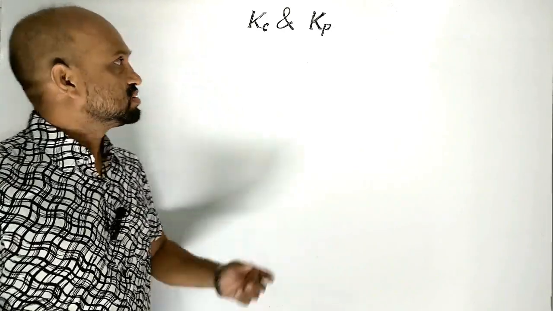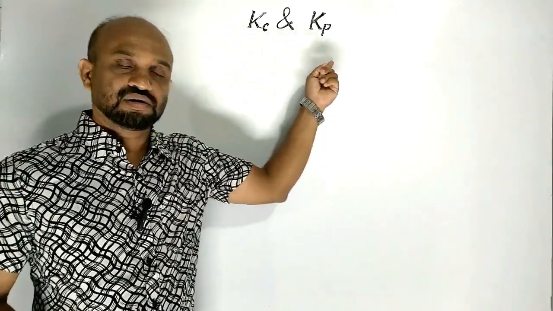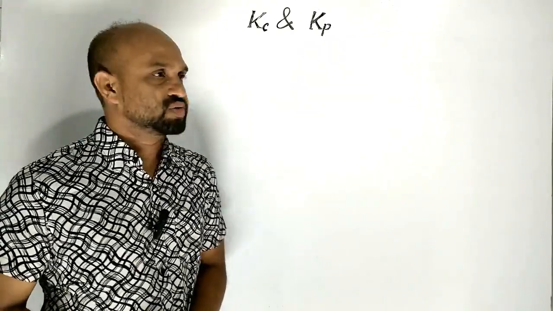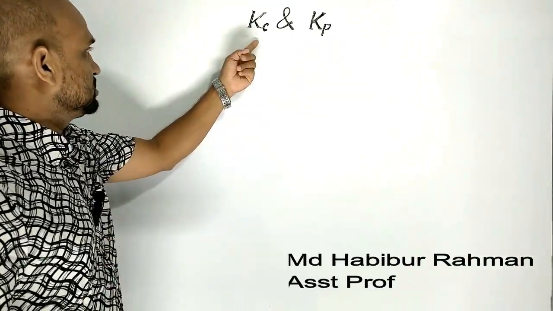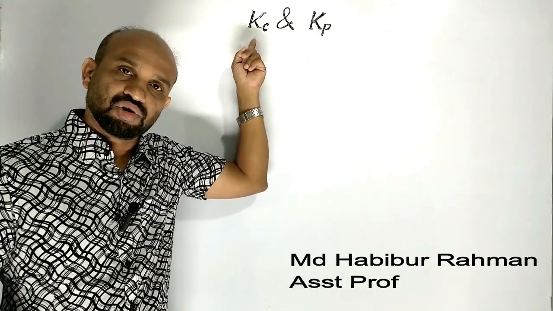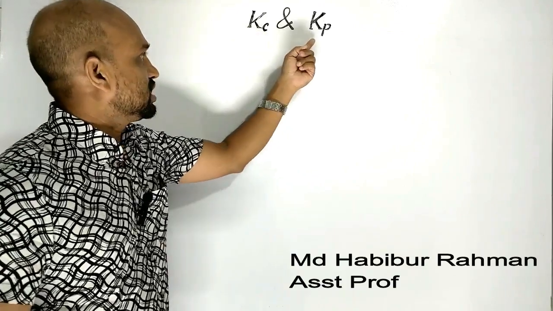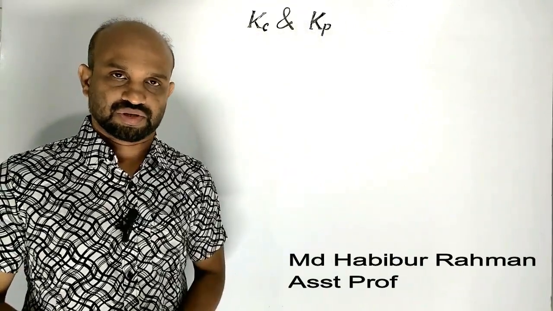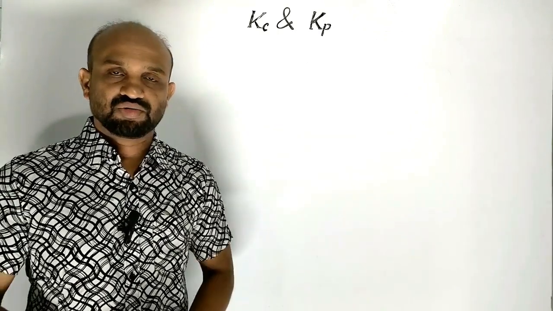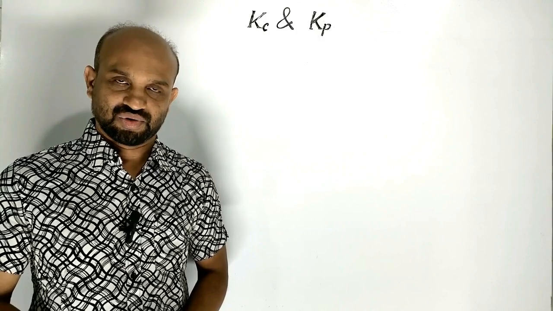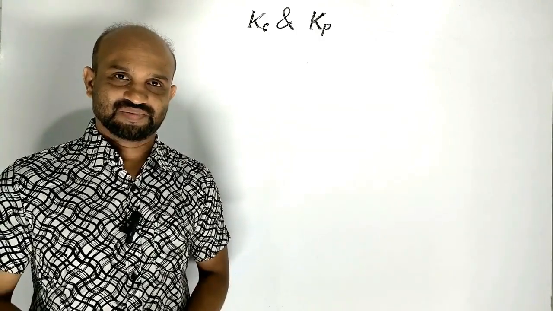Today's lesson, Kc and Kp. What are those? Let us have a look. Kc is equilibrium constant in molar concentration and Kp is equilibrium constant in partial pressure. In this lesson, we are going to learn Kc and Kp in detail. So, let's begin.